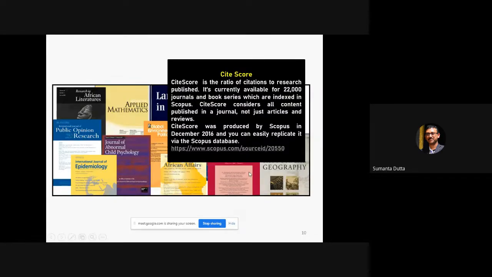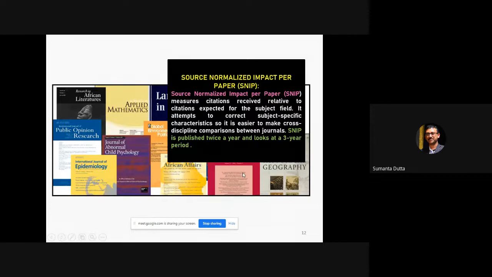Now we are coming back to the original PowerPoint. Now we have SNIP. In a similar way, SNIP is also calculated as the relative citation in a particular subject. How is SNIP calculated? It is calculated with a similar formula, A by B, where A is the journal citation count per paper and B is the citation potential in the field. So in that way, SNIP is calculated.